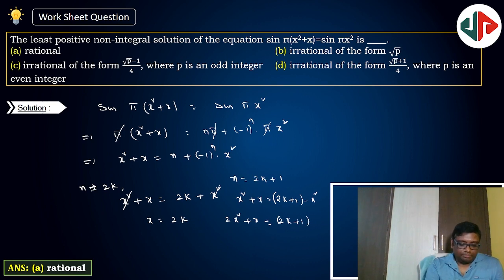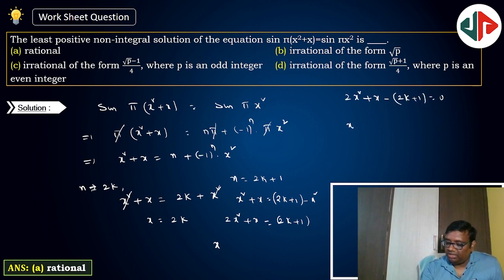Yes or no? So finally, when x is an odd integer value, this is the value that will go. So what is the condition here? x is equal to what value will exist? 2 times x square plus x minus (2k plus 1) is equal to 0.